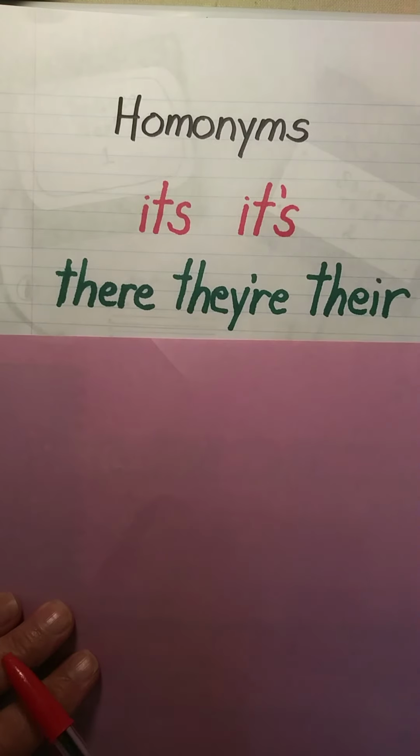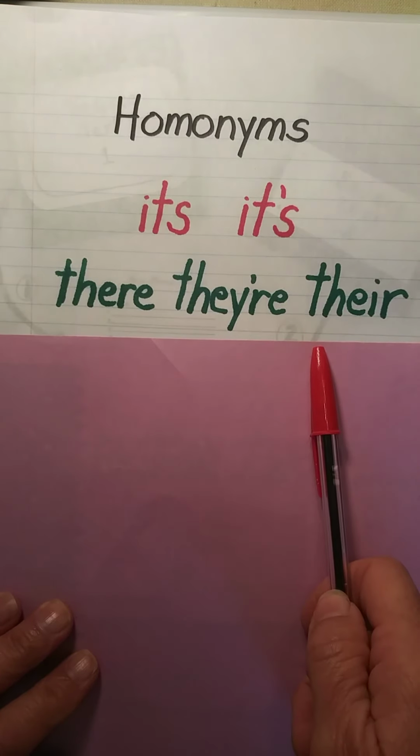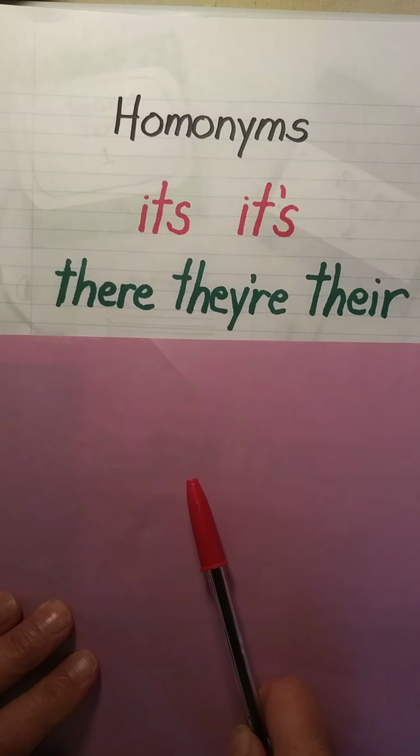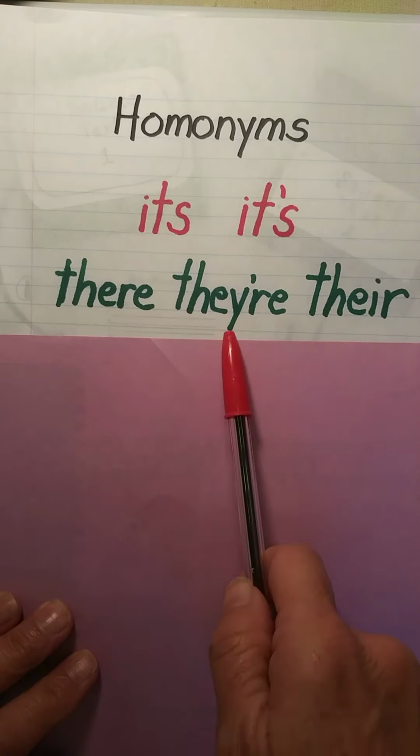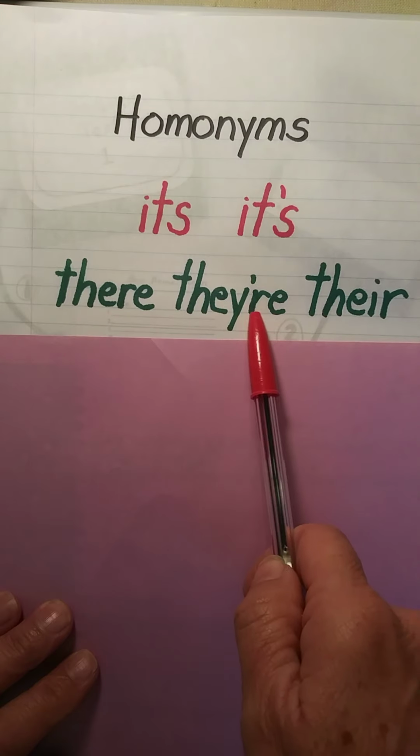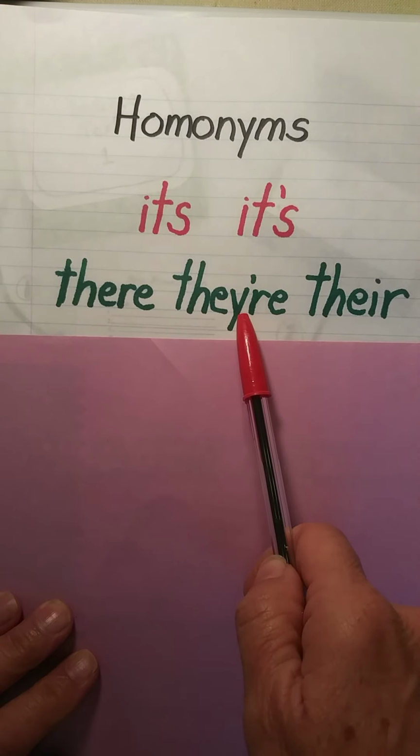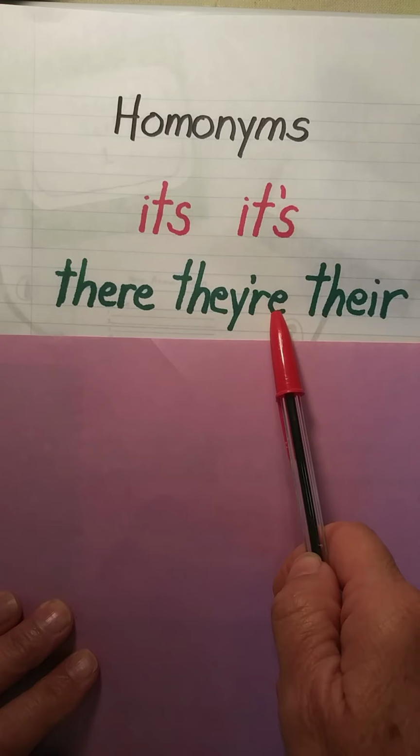Alright, what about there, their, and they're? There's three of them. Okay, let me give you the sentences. They're going on a picnic tomorrow. Which one would you use? They're going. They are going on a picnic tomorrow. You'd use this one because it's the contraction of the words they and are.